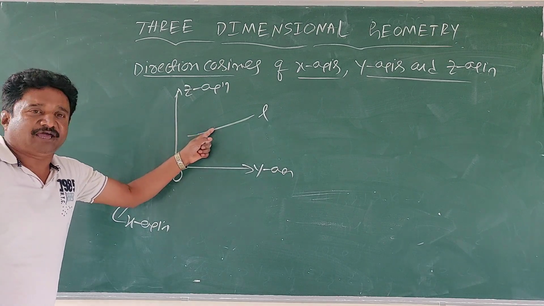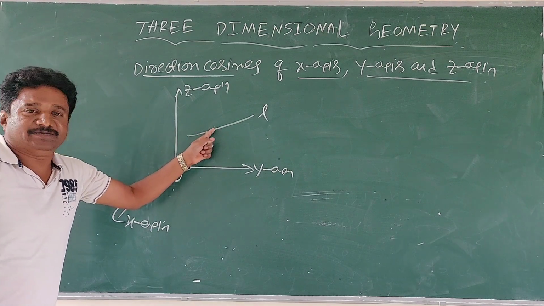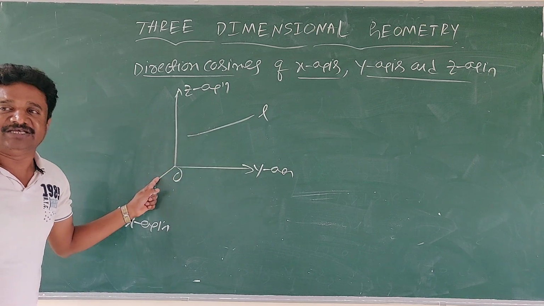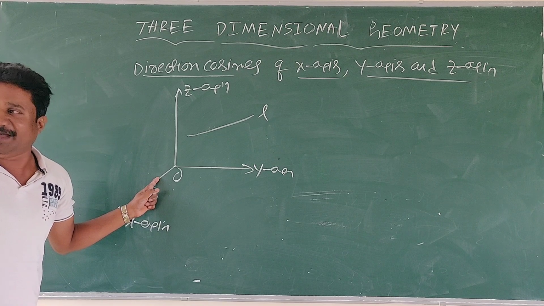In the place of line L, if I imagine x-axis, then tell me alpha, beta, gamma.